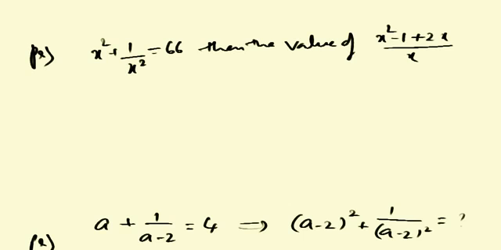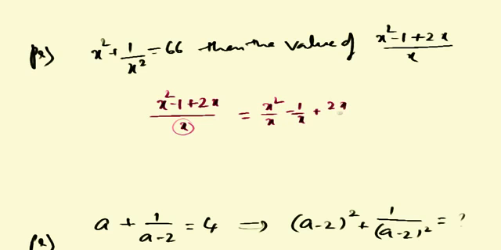How to solve this problem? Let's think of the problem. What is asked of us? x square minus 1 plus 2x divided by x. I will divide each and every part with this x. It will become x square by x minus 1 by x, and 2x by x. So x will cancel, and it will become x minus 1 by x plus 2.